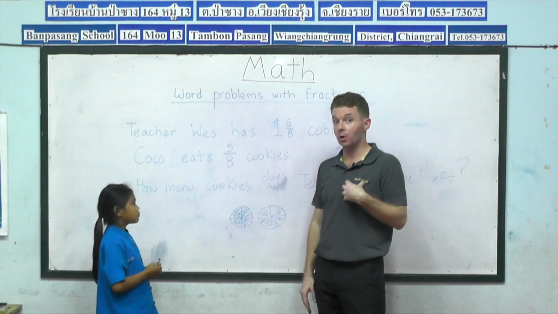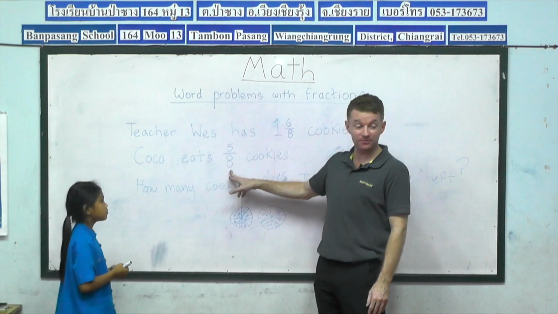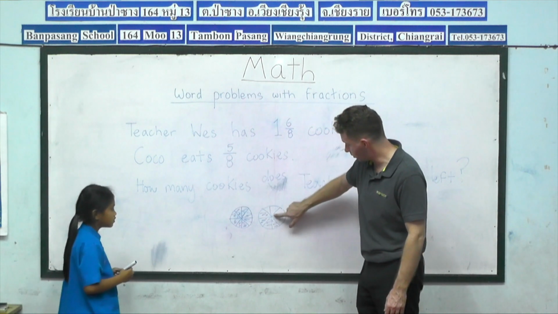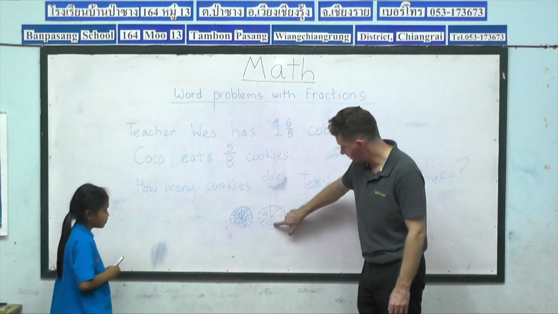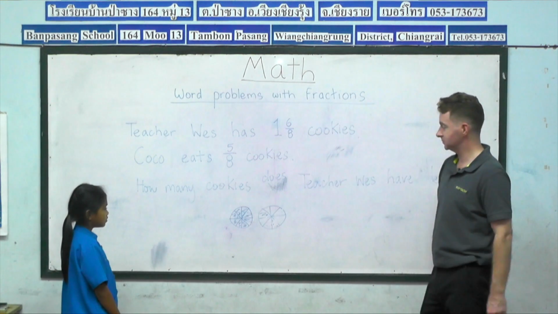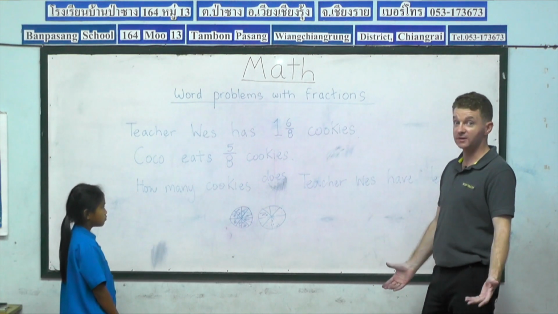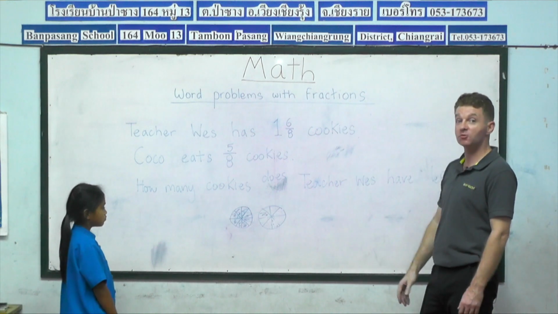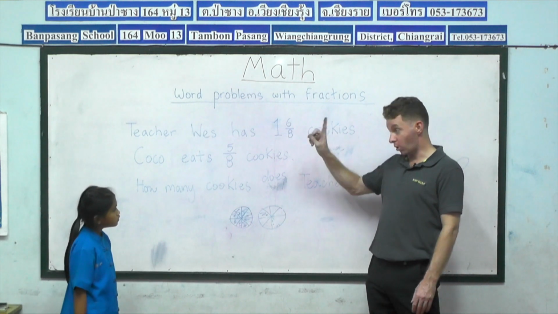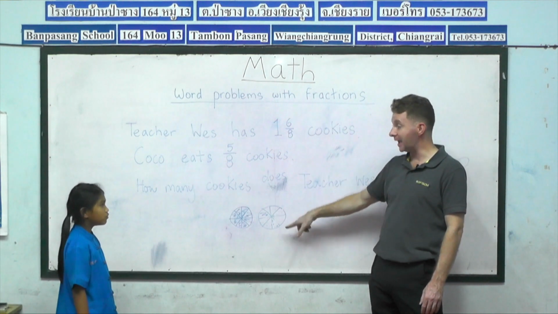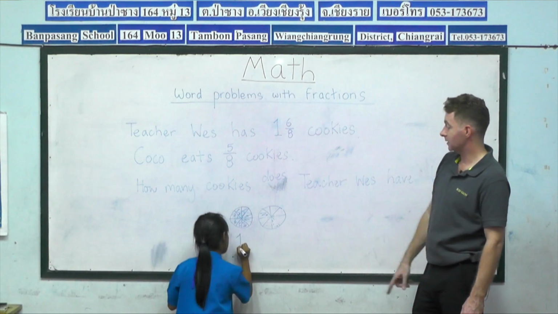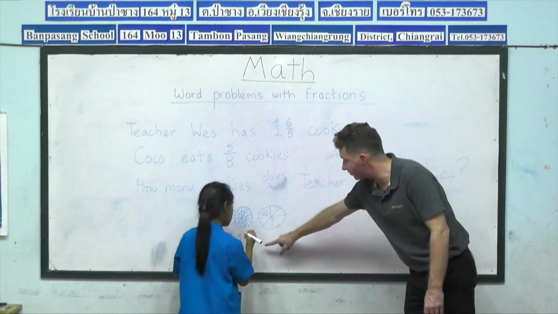But then my dog, Coco, comes along. How many parts does he eat? 5. Okay, so Coco eats 1, 2, 3, 4, 5. So after Coco's finished eating, we can now see how much cookies I've got left. How many parts? 1 over 8. So you can write 1 for the whole, Pak Bung, and then the fraction 1 over 8.